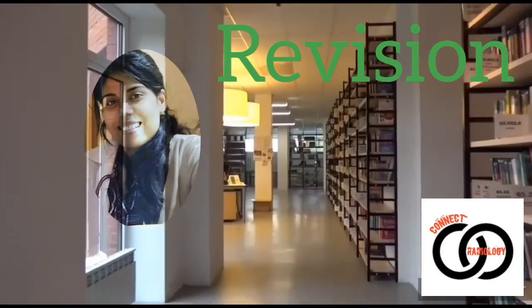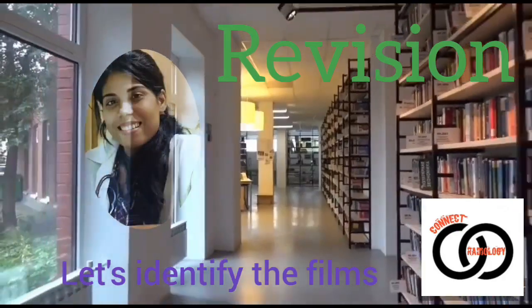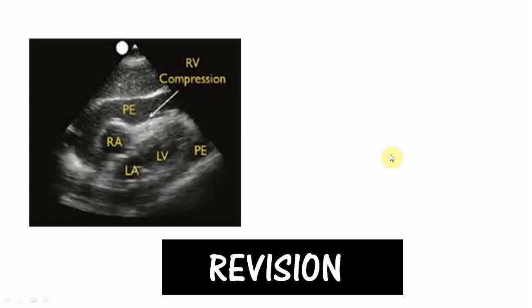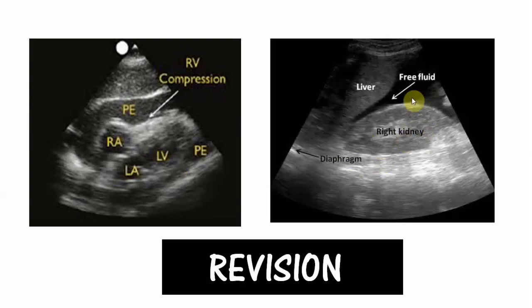Now it's time for the revision. Let's identify the films. This is the normal lungs on EFAST. These are the chest X-ray and the EFAST finding of pneumothorax. This is the FAST positive case showing cardiac tamponade. This is the FAST positive case showing the hemoperitoneum.